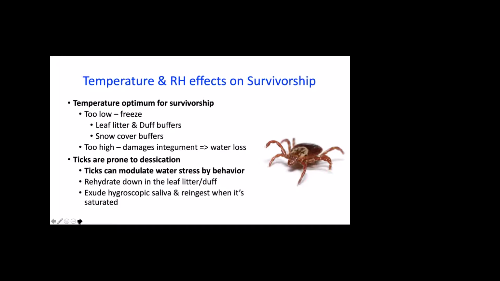But in nature, these ticks aren't just sitting on top of the leaf litter and being exposed to the elements. They are down in the leaf litter, in the duff layers, where they're buffered from the colder temperatures above and the drier conditions above. And for instance, snow cover also provides a good buffer.